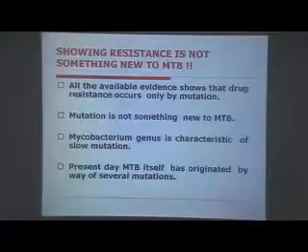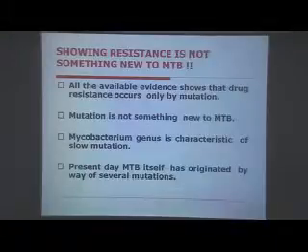Today, all the available evidence shows that drug resistance occurs only by mutation. All of you know what mutation is. When 1 lakh bacilli are there, some percentage will modify its metabolism. That is what is called a mutation, that all of us have read in microbiology. So all the available evidence now shows that drug resistance in TB occurs only by mutation.